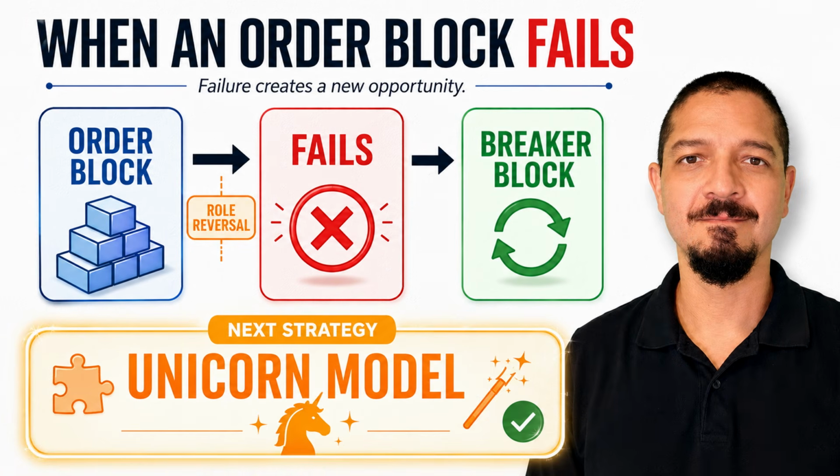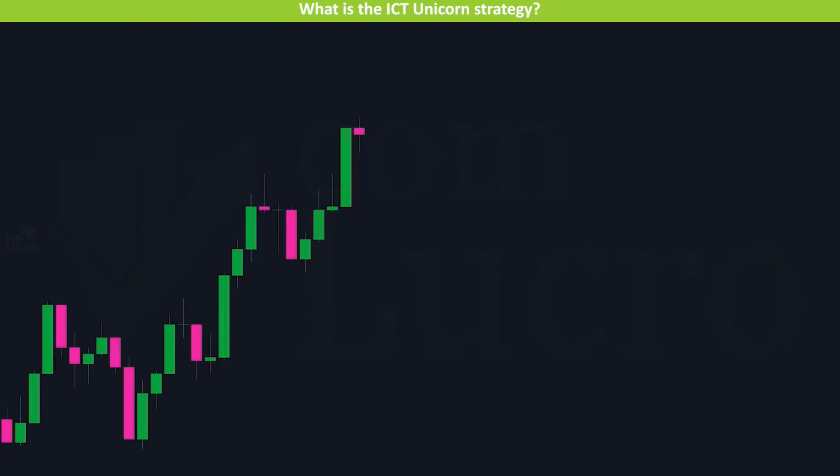But here is the question that unlocks our next strategy. What happens when one of those order blocks fails? Because when a valid order block breaks instead of holding, it does not simply disappear. It flips its role and becomes one of the most powerful zones in smart money trading. That is the foundation of our next setup, the unicorn. So what is the ICT Unicorn strategy?